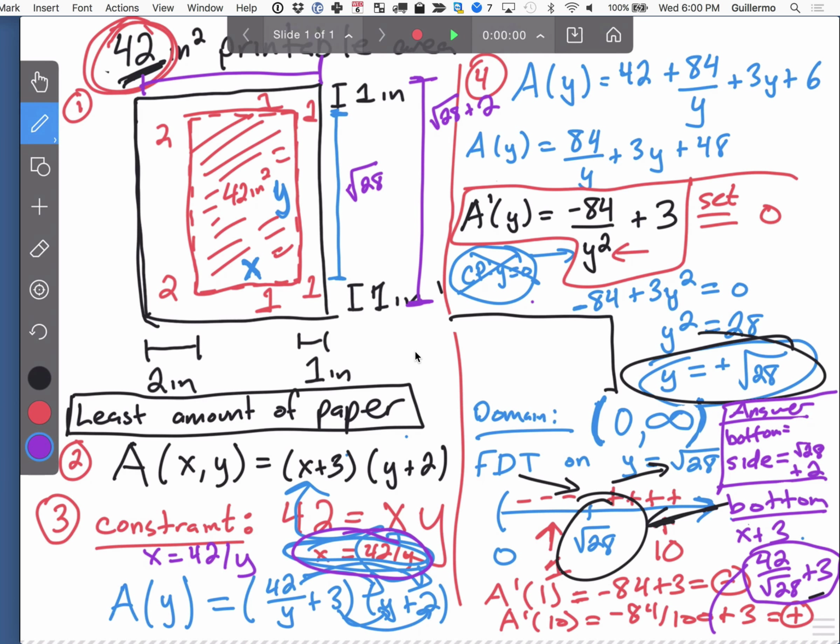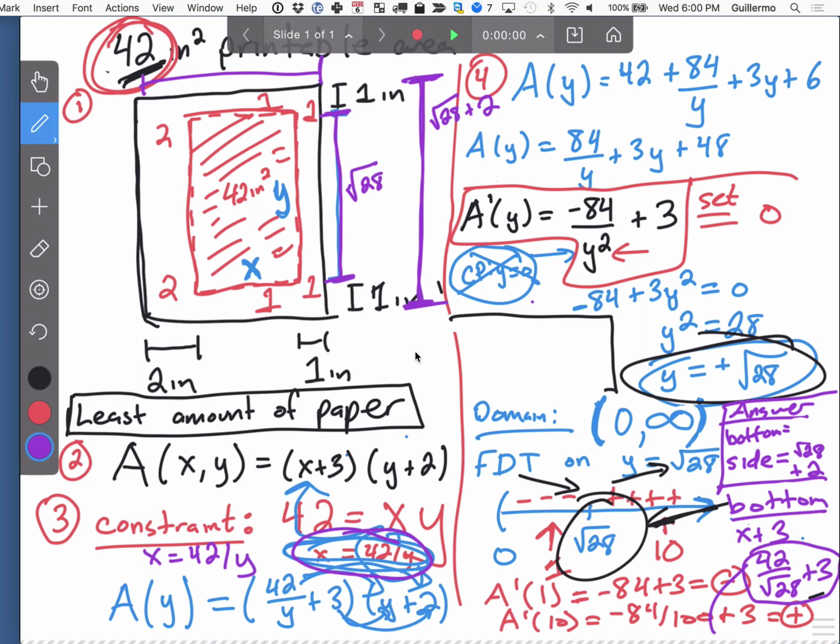All right, so questions? Yes? I'm confused. Why is it root 28 plus 2? Because remember, root 28 is y, which is this side right here. Right. Okay, but the question is, what are the dimensions of the paper, which is the whole thing, including the margin? Oh. So that's why you need to just add the margin. Which is 1 and 1. Right, one on the bottom, one on the top, so then you add 2. Yep.